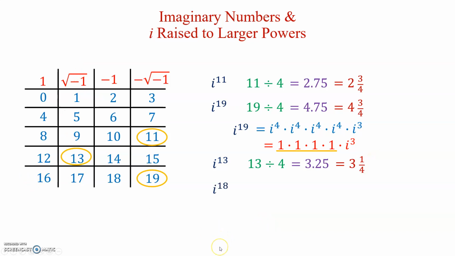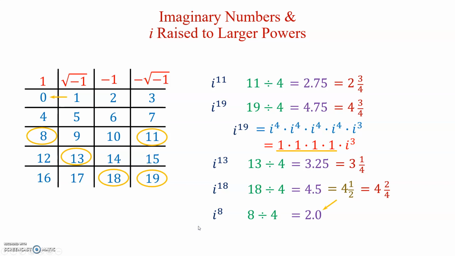Another example, I to the 18th. There's the 18 that we're referring to. 18 divided by 4 is 4.5, which is the same thing as 4 1/2, which is the same as 4 2/4. So this 2 is the same as that 2, creating the answer of -1, which falls in line with our graph here. One more example. I to the 8th, there's our 8. So 8 divided by 4 is 2.0. So this 0 is the same as that 0, creating our answer of 1.